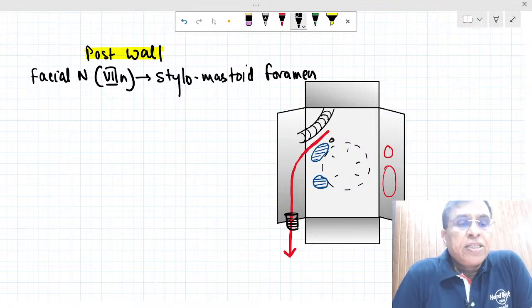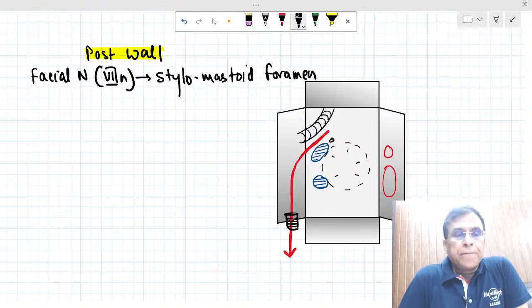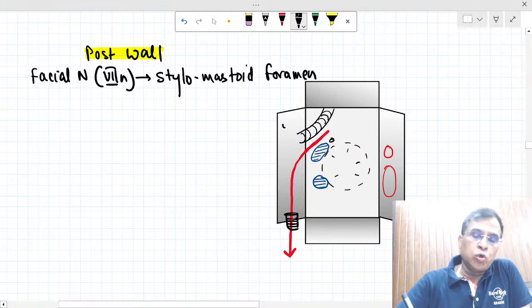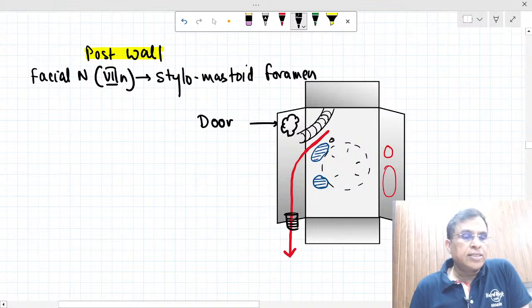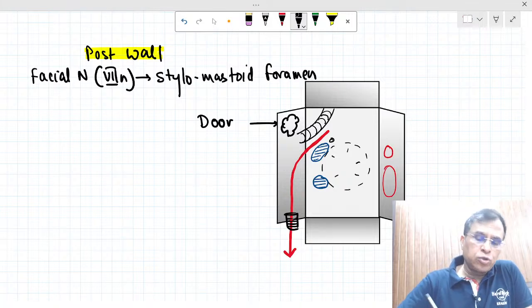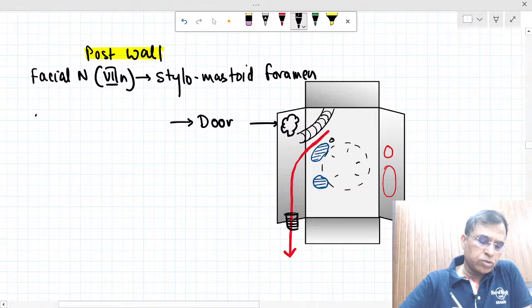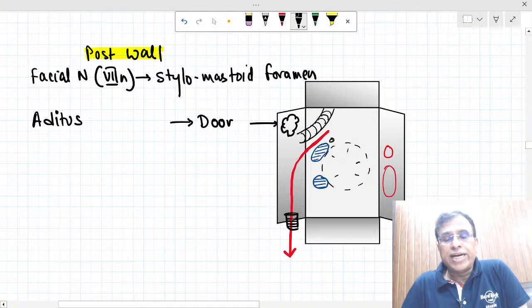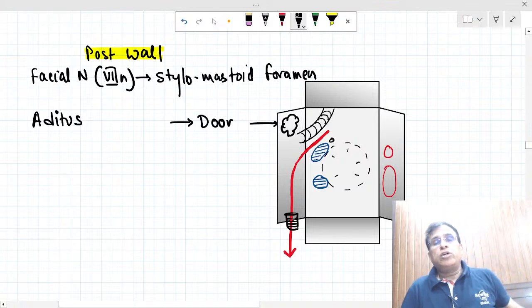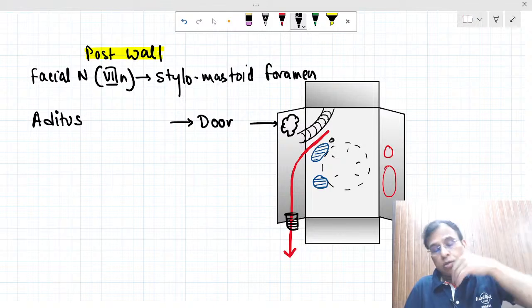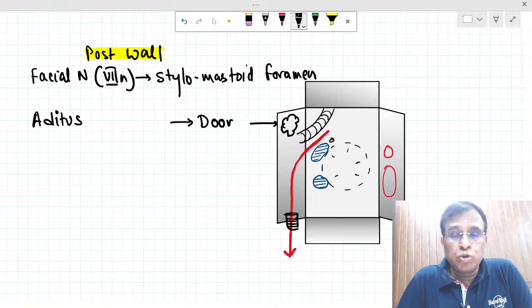That means the lower part of the posterior wall has a foramen and the upper part has a door like this. Yes, Avi Mittal, you are right, stylomastoid foramen. What is the name of this door? This door is called aditus. So the name of the door is aditus, on the top of the posterior wall. Normally doors are on the lower part of the wall, but this door is on the top of the wall. Like a thief's door, a back door is at the top; normal doors are lower.